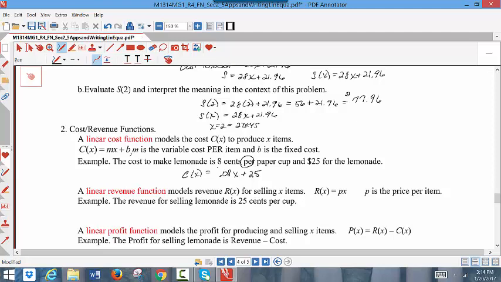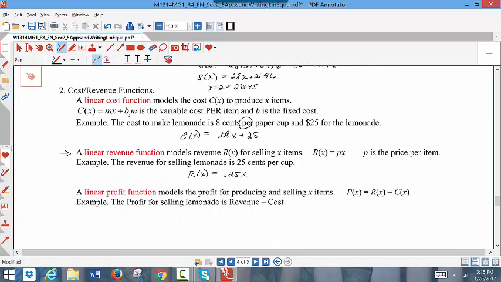The revenue function models the revenue for selling the items. And it's P times x, where P is the price of the item. What is the revenue for selling lemonade at 25 cents per cup? Okay, so act like you've got your lemonade stand up and ready. You poured it through the cups, and now you want to know how much money you're going to make when you sell it. So your revenue, in function notation, is 25 cents per cup, 25 cents for every cup you sell.